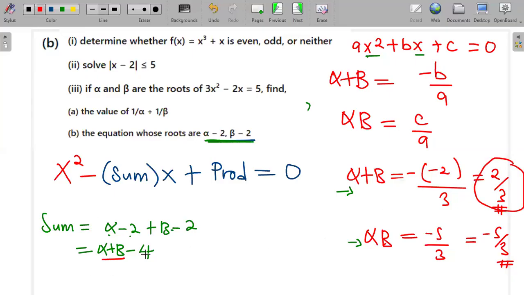This is what we found here. So I'm just going to put it there. So 2 over 3 minus what? 4. Okay, so over 1. What do I get when I combine this?